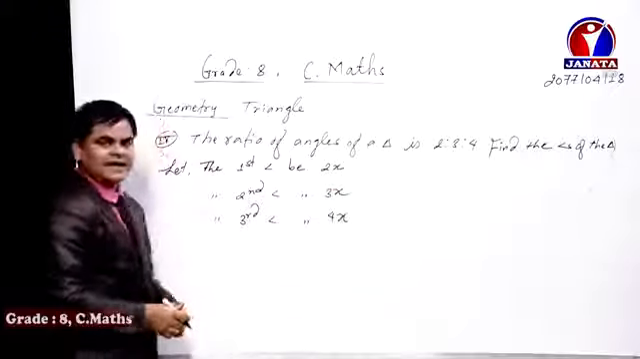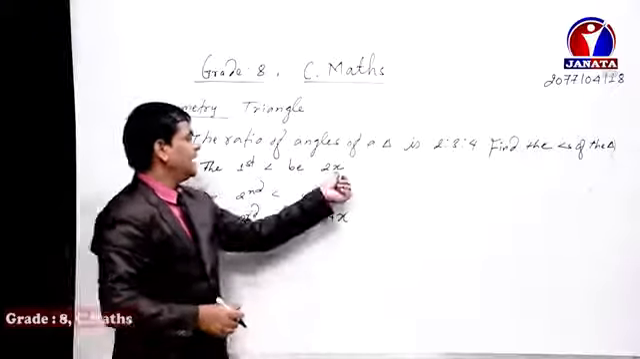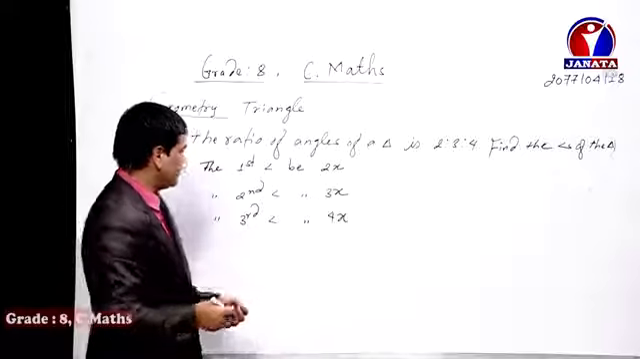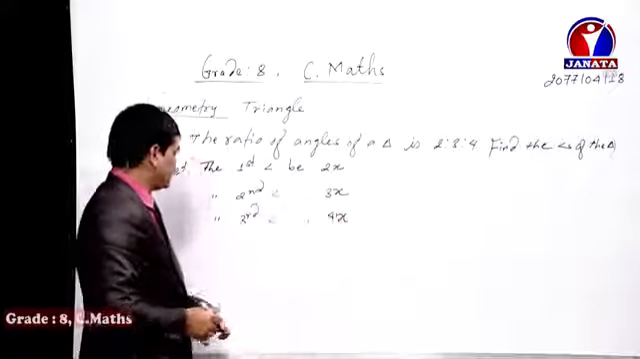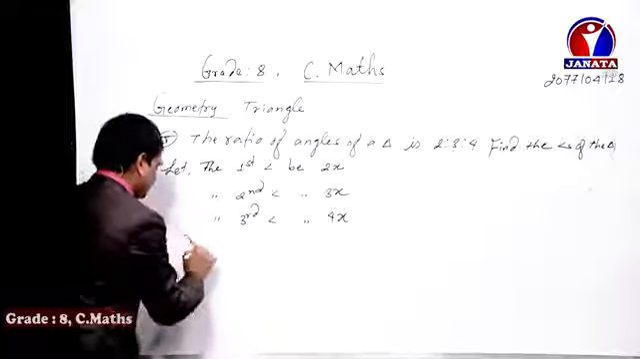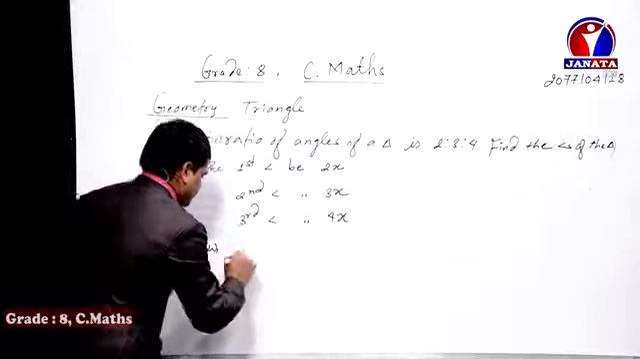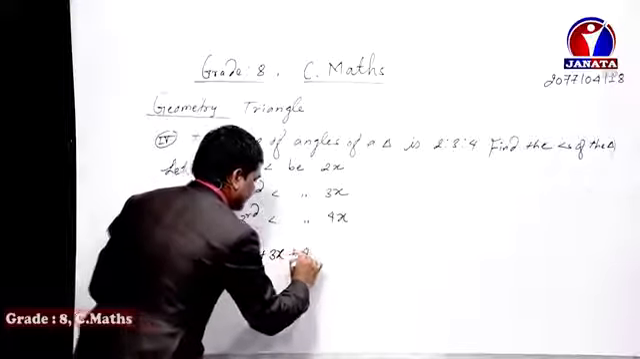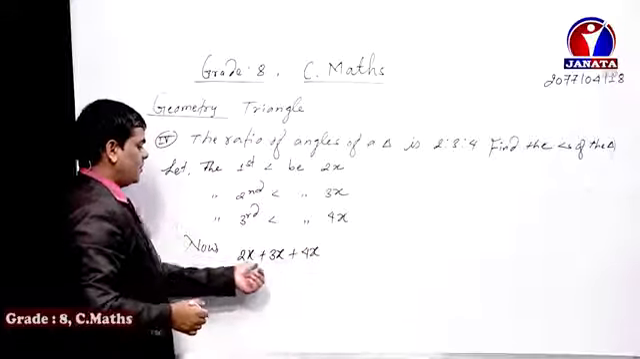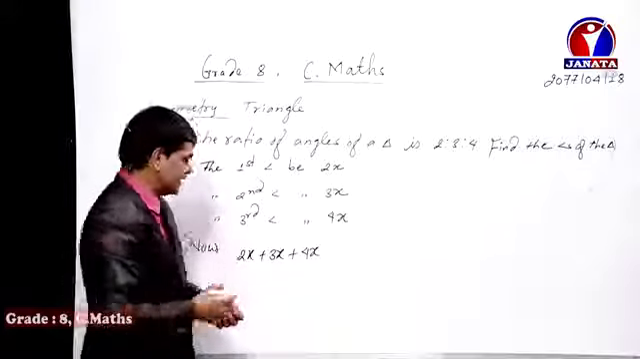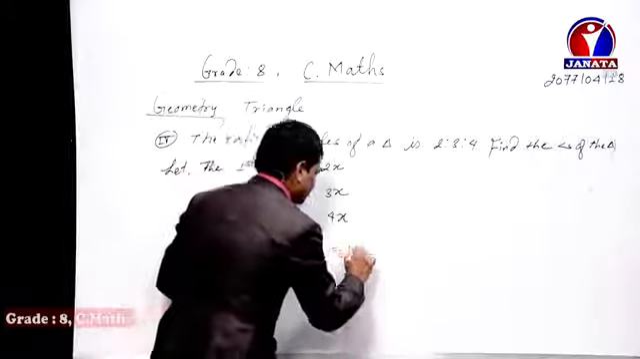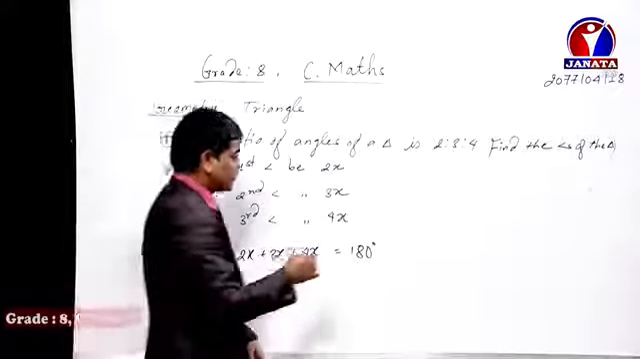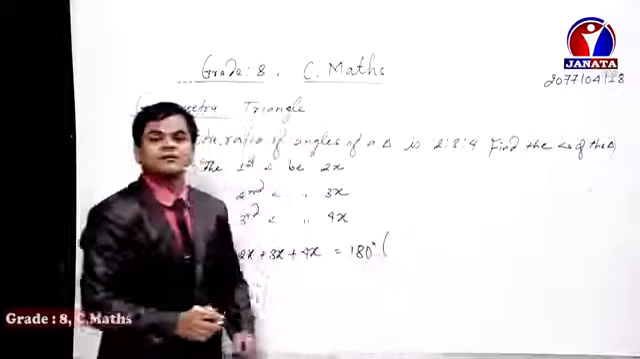4 times of x. You can suppose a as well, 2a, 3a and 4a. You can keep any variable, okay? Y, z also you can keep. Now what we have to do? Now we can do, dear student, 2x plus 3x plus 4x. It means the sum of angles of a triangle should be made 180 degrees, isn't it? And what to write as the reason? Being sum of angles of a triangle.